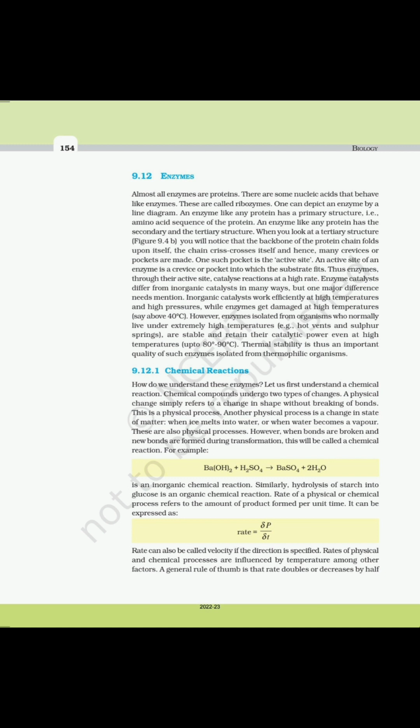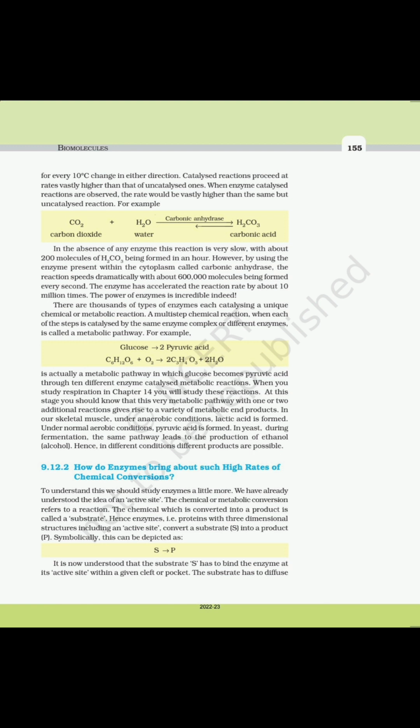Rates of physical and chemical processes are influenced by temperature among other factors. A general rule of thumb is that rate doubles or decreases by half for every 10 degrees Celsius change in either direction. Catalyzed reactions proceed at rates vastly higher than that of uncatalyzed ones. When enzyme catalyzed reactions are observed, the rate would be vastly higher than the same but uncatalyzed reaction. For example, carbon dioxide plus water equals carbonic acid. In the absence of any enzyme, this reaction is very slow, with about 200 molecules of H2CO3 being formed in an hour.